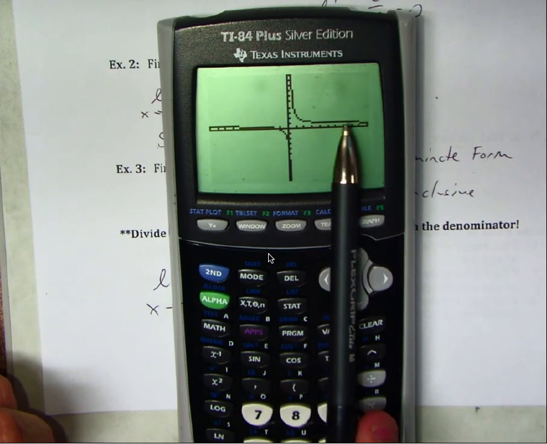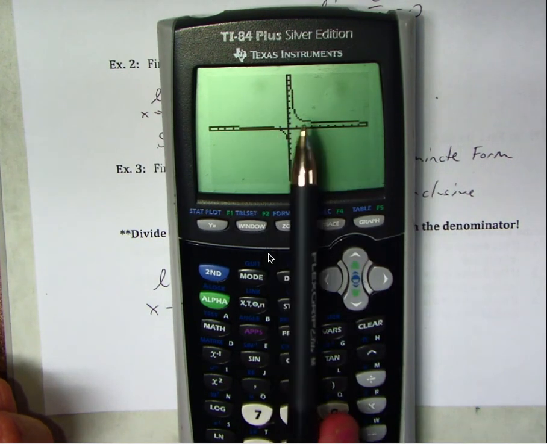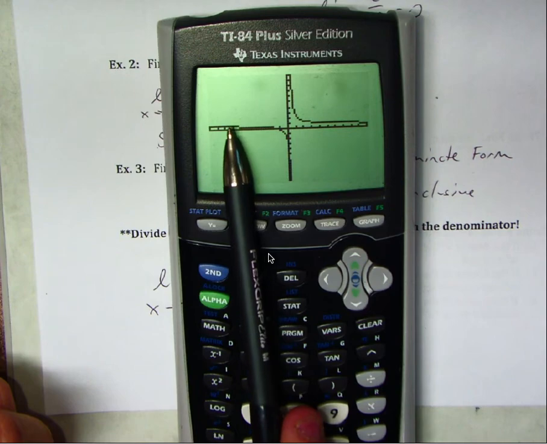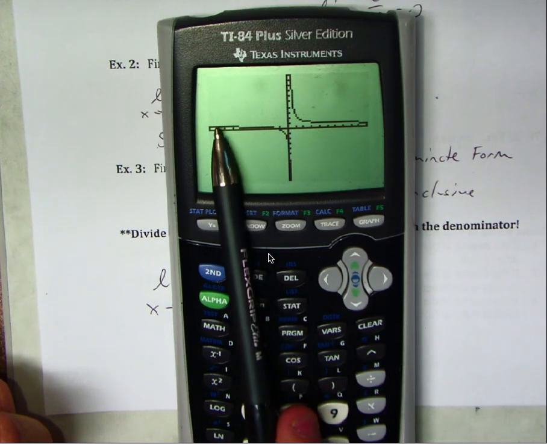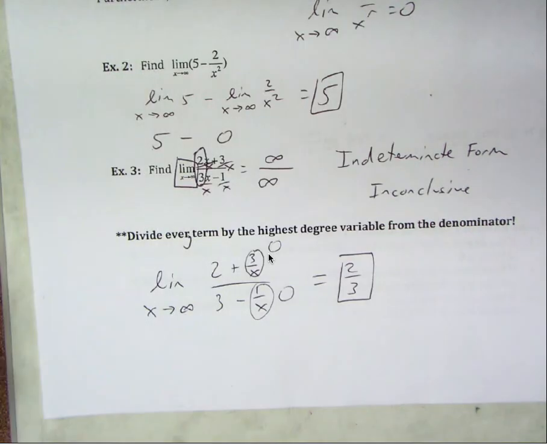So as x is getting gigantic, it's just saying, what is your horizontal asymptote? What is y approaching? Same would be true in the negative direction. If it said, what's the limit as x approaches negative infinity, you'd get the same answer of 2/3. Okay? All right.